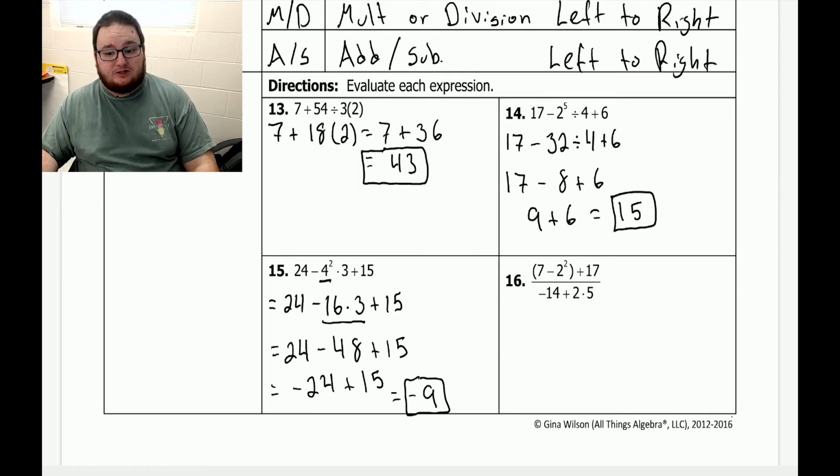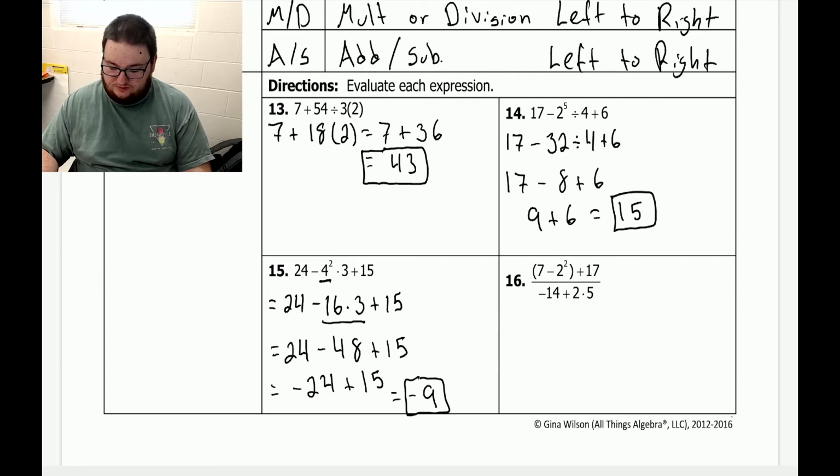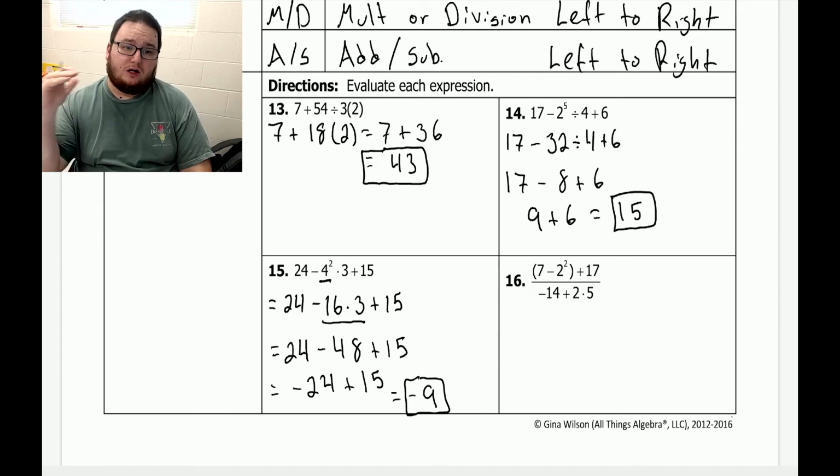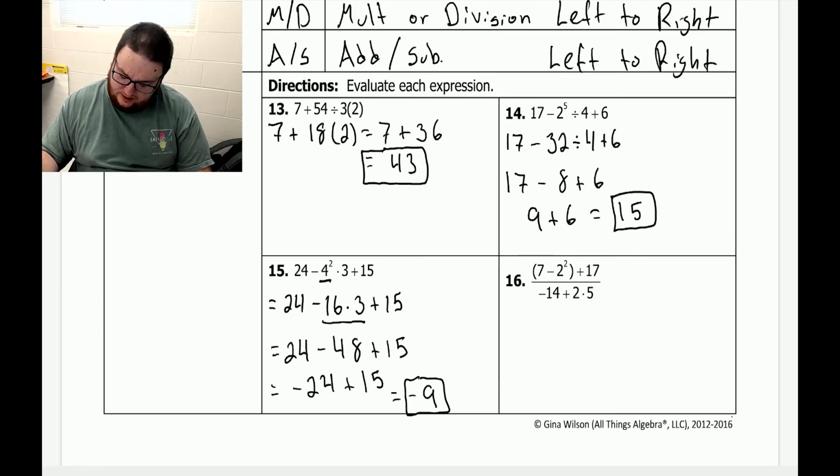So finally for this page, we have number 16, which is parentheses 7 minus 2 squared, parentheses, plus 17, all divided by negative 14 plus 2 times 5. And what we're going to do is we're going to work on the top first, and then we're going to work on the bottom. And we're going to take it one step at a time. So first thing we look at is parentheses. This one has parentheses.